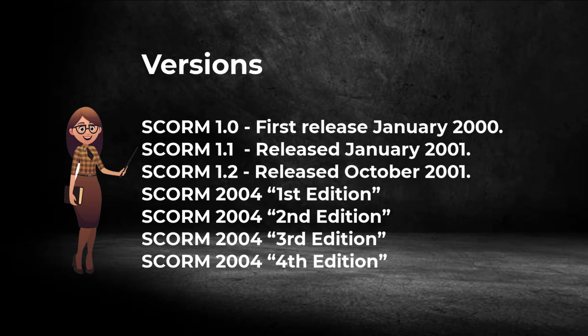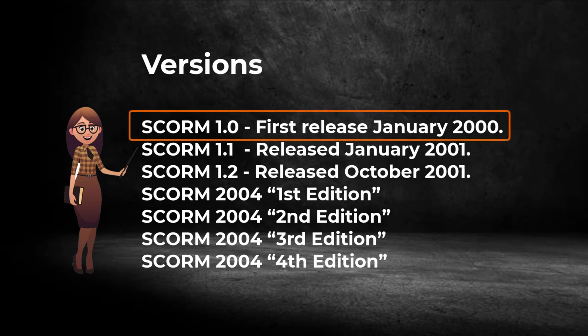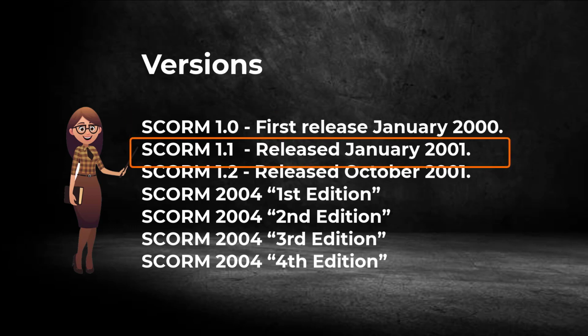SCORM 1.0, the first release, January 2000. The release does not contain a fully implementable specification, but instead contained a preview of the work to come. SCORM 1.1, released January 2001, was the first real and implementable version of SCORM. It fleshed out SCORM 1.0 into an implementable specification and commercial vendors began to adopt it.